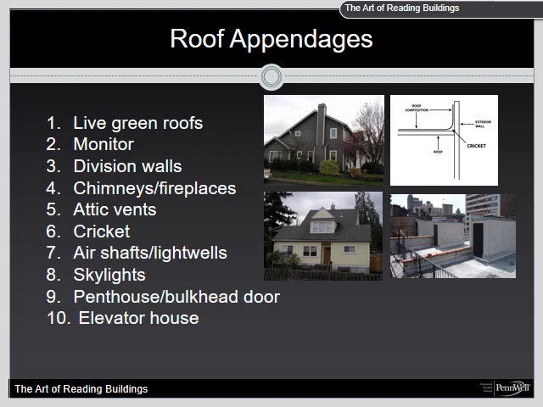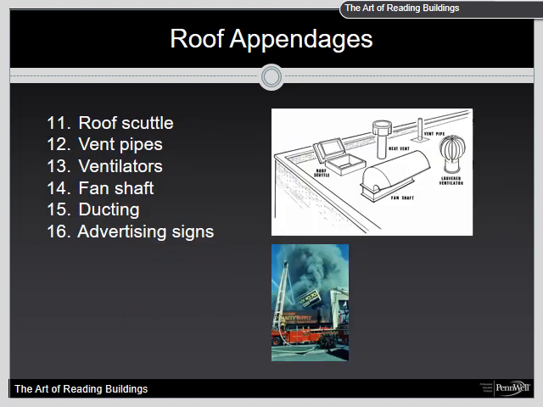Finally, here on this slide, we have an elevator house, which is a structure with the elevator may have different equipment on the roof. The elevator house can vary in size and shape depending on the age and when the elevator was built and its capacity. Okay, on the rest of these lovely roof appendages, you can see them over here on the little chart, or you can see them better on figure 8-36 on page 198.